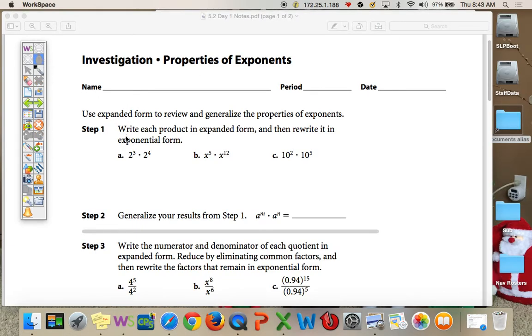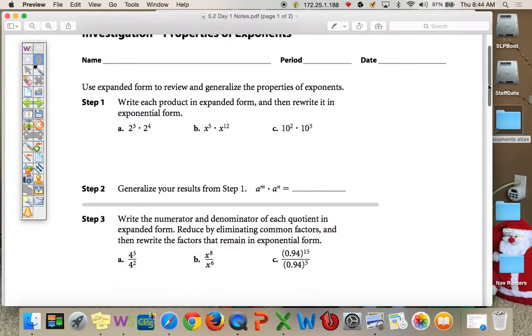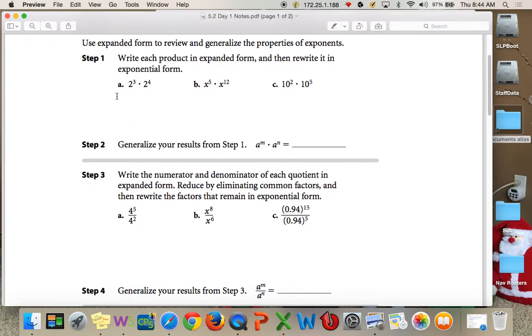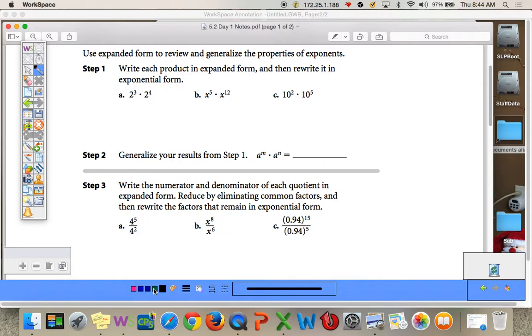So let's look at different patterns today and try to find some rules. Step 1, write each product in expanded form and then rewrite it in exponential form. So the first one is 2 to the third power times 2 to the fourth. So here's expanded form, it's writing it out. 2 to the third means 2 times 2 times 2. 2 to the fourth means 2 times 2 times 2 times 2. Then we're going to write it in exponential form. So in exponential form, we just need one base and the exponent. So here the base is 2, and it's to the 7th power.